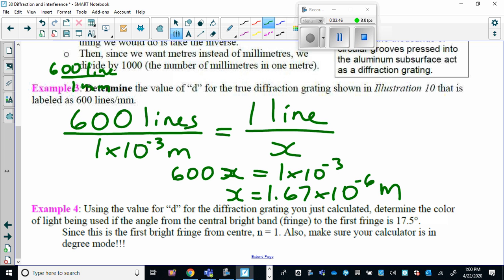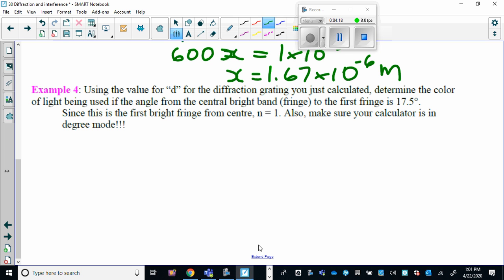So that's one way you can do it. Set it up as a proportion, or you can just invert that 600, 1 over 600, and then change it to meters. But I just wanted to show you this way so that you can see the proportion and the rationale. If there are 600 lines in 1 times 10 to the negative 3 meters, then how far is it between? It's not between 2, it's 1 line. So you just put 1 line there, don't put 2. Now that we got the d value, we can use that in example 4.